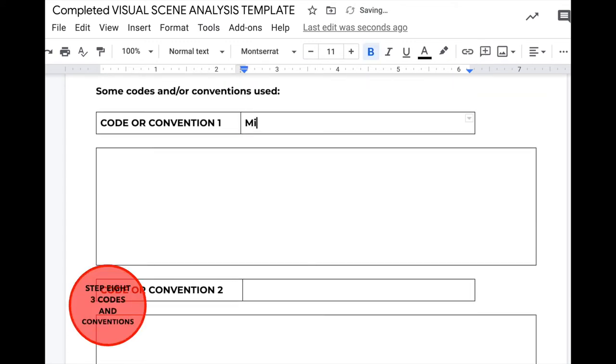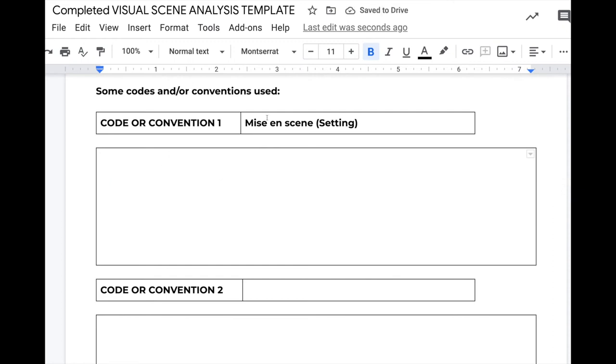Step 8. Now we start to really use our media terminology. Pick three key codes or conventions manipulated in the scene. Use the technique identify, describe, and explain to analyze them.